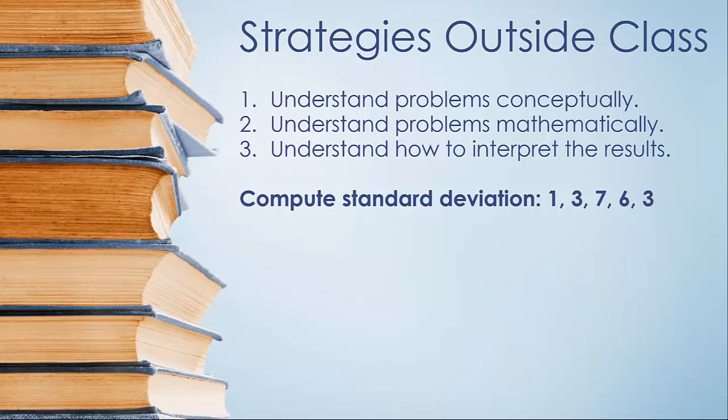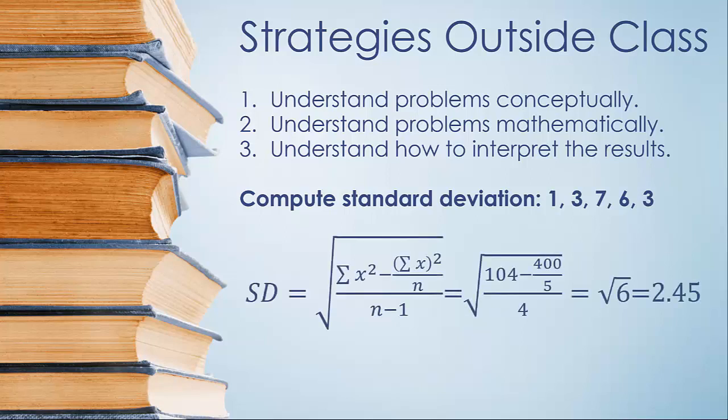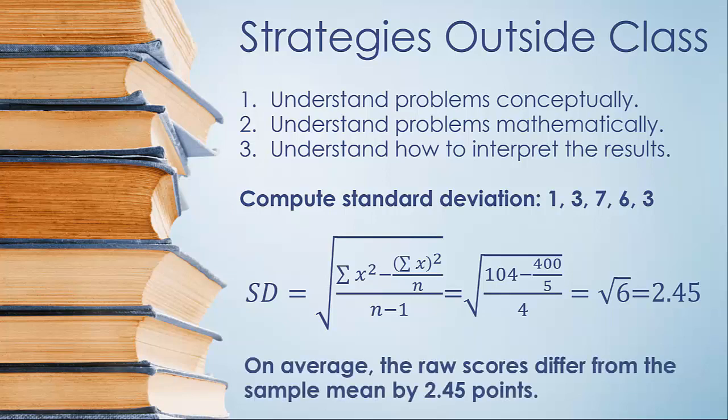Based on that conceptual understanding, you should be able to pick the appropriate formula. And the formula is going to look like this. And then you should understand how to compute it mathematically. So take some time to be able to work through all of the formulas you've learned in class. Then once you find an answer, you have to make sure you know how to interpret the results. So in this case, the standard deviation of those values is 2.45. And the way I would interpret it is, on average, those raw scores, those raw values, differ from the sample mean by about 2.45 points. So you can see it is a measure of variability.